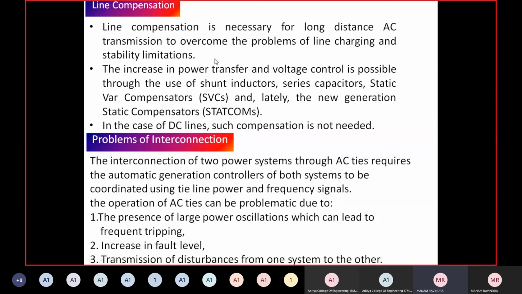Next, coming to line compensation. To compensate the line system, is the audio audible to all of you? Hello? Hello? Is it audible? Yes, sir.